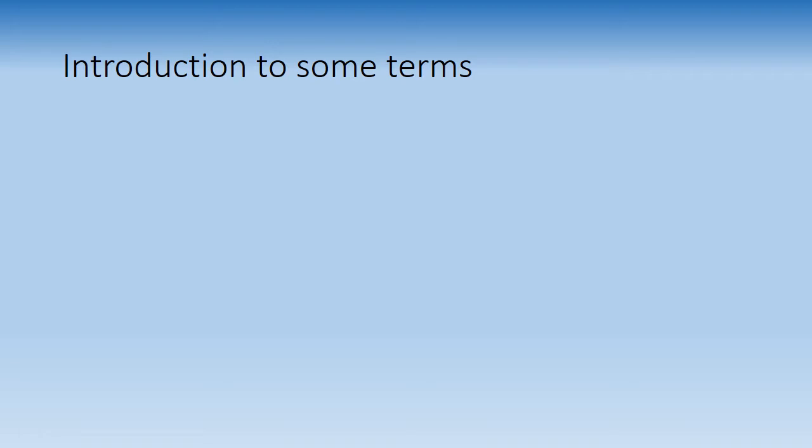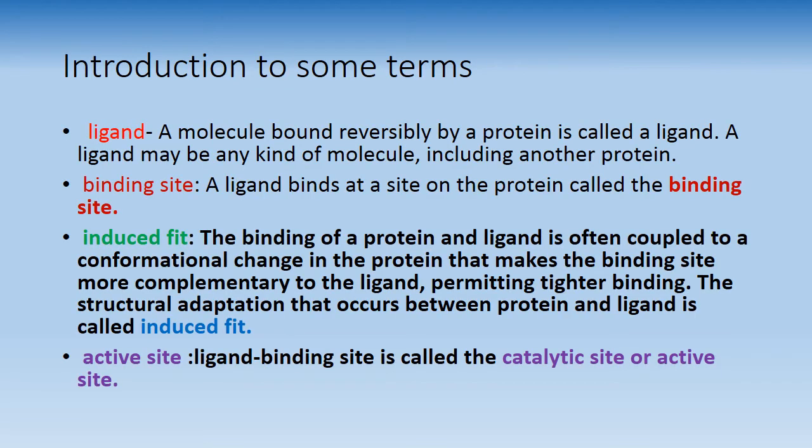So let us start today with some of the basic terms, right? The first term that you're going to see is ligand. A ligand is a molecule that is bound reversibly by a protein. The protein can be your enzyme, because enzymes are all protein in nature. A ligand may be any kind of molecule including another protein. This means a protein can be bound to another protein.